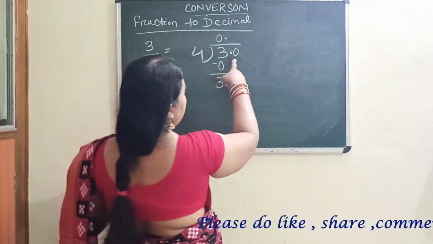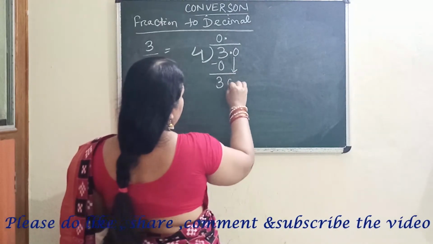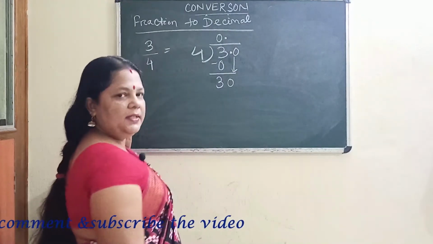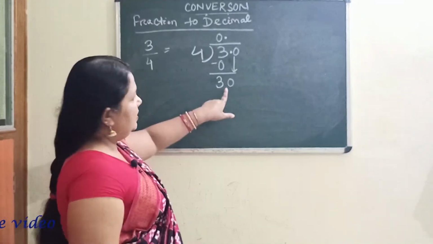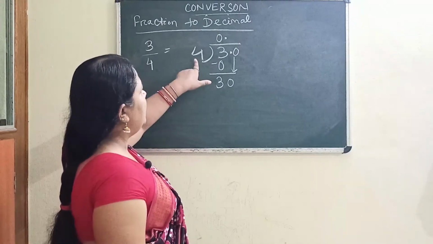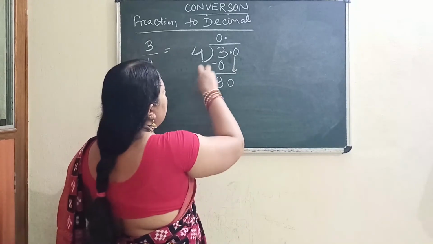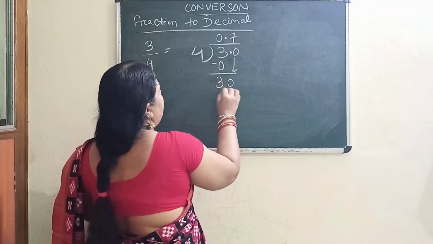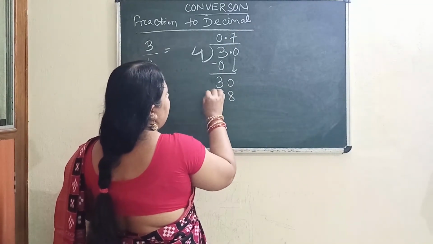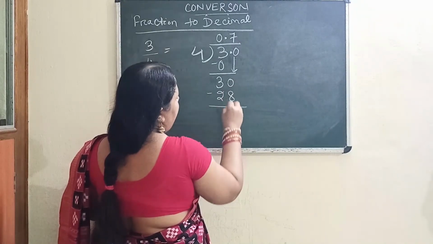So if you are adding 0, then here, children, 0 will come down. Yes or no? So now we got 30. So this is one greater number. Now we can divide easily by 4. So how much can we reach? 4 sevens are 28, minus it. Then how much is left?